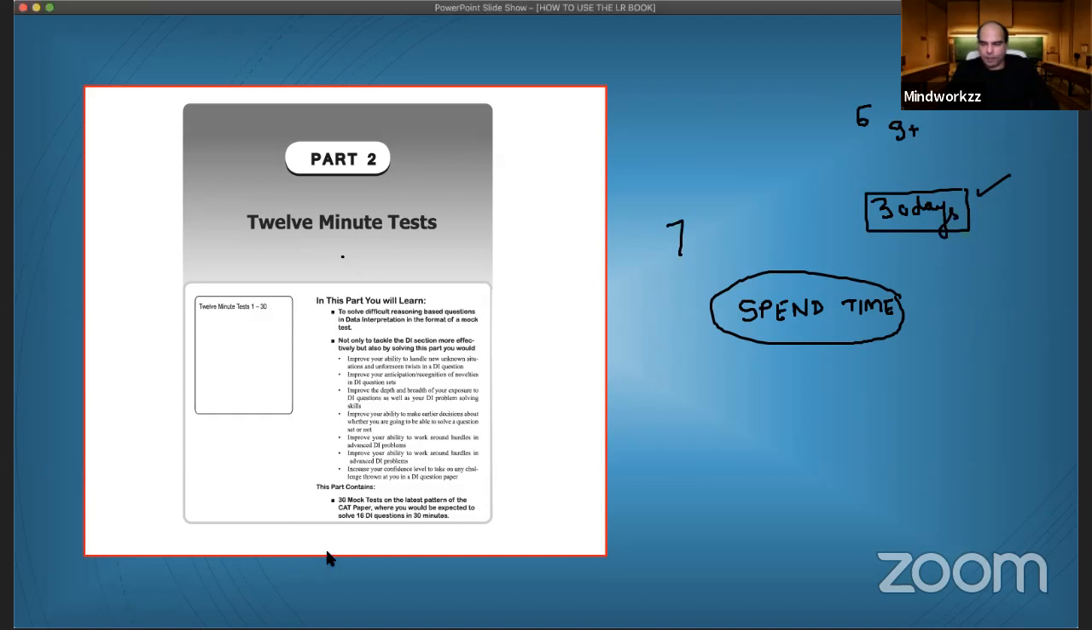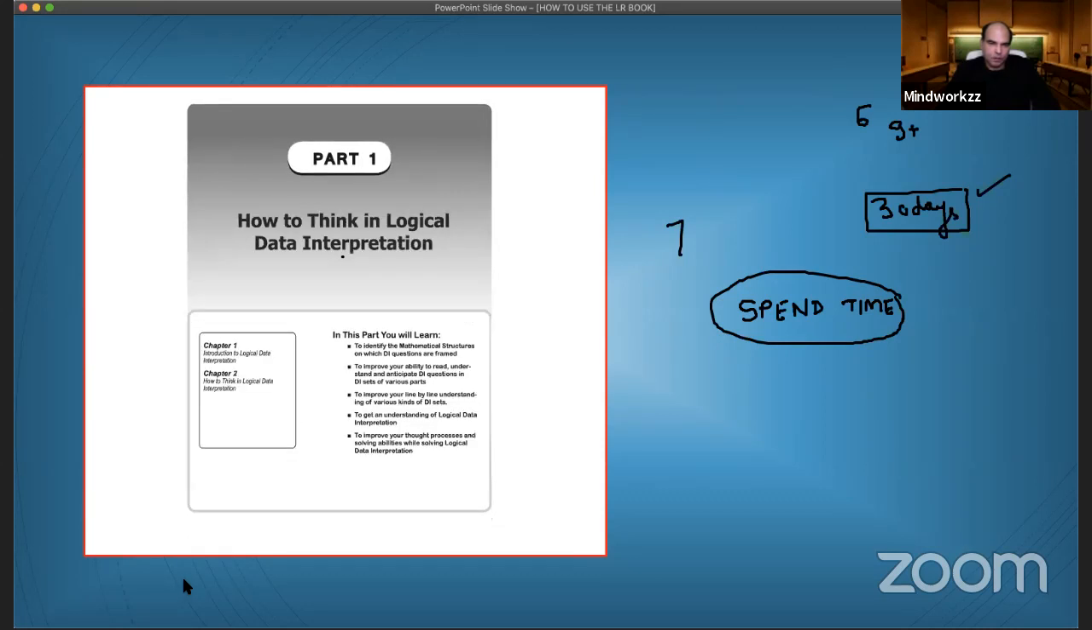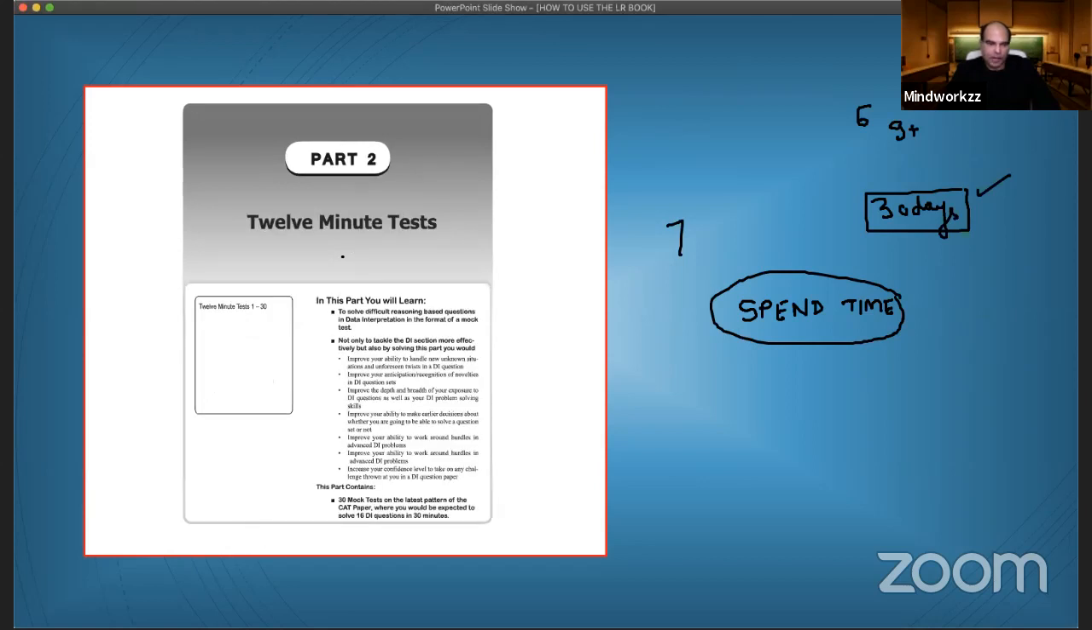And then that brings me to the third part, the mock. So in the traditional, in the logical DI part, if you look through, in the how to think in logical DI, I would have given around 20-30 sets, which I told you first solve them, then you look at my solution. And in the 12-minute tests, you have 30 sets more.